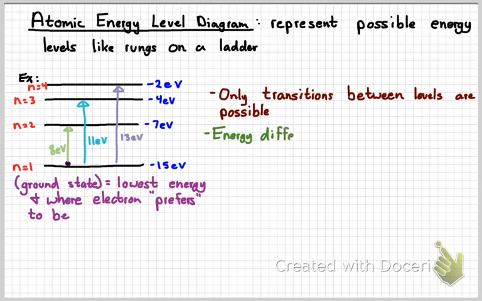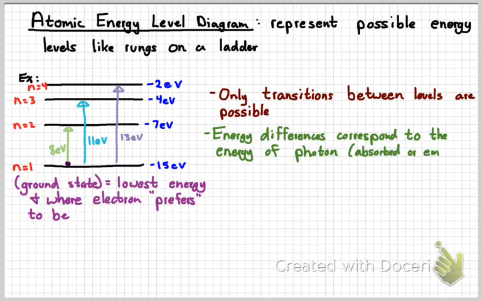So what causes those transitions are photons. Photons of light interact with the atom, and photons that have those exact energies will be absorbed by the atom and cause the electron to gain energy and move up to a higher energy level.